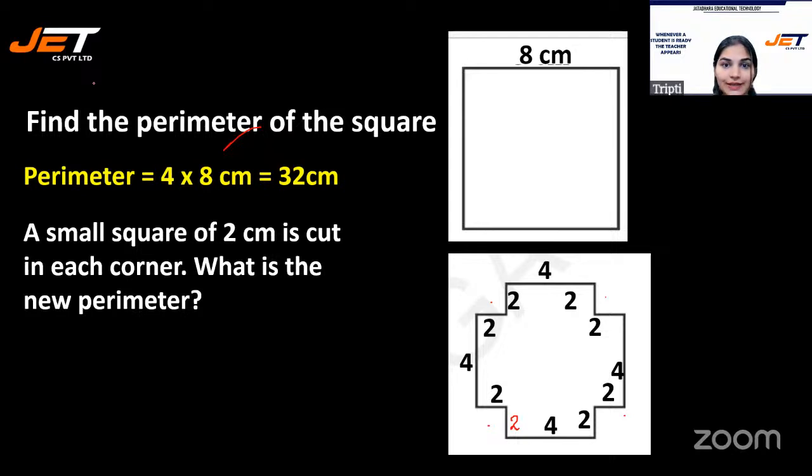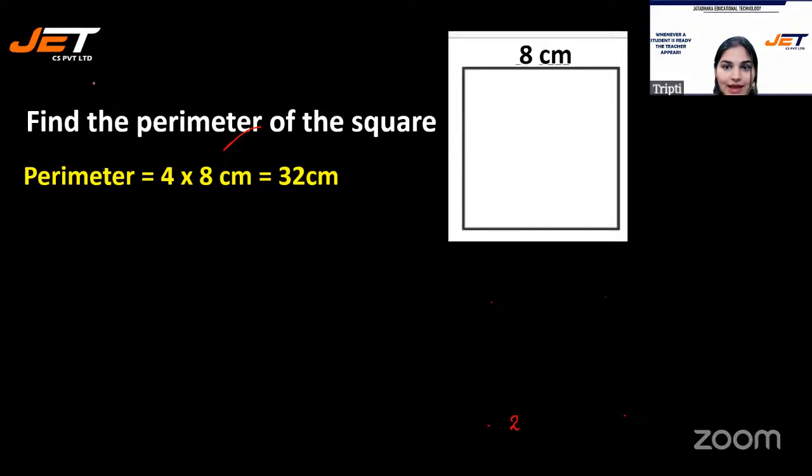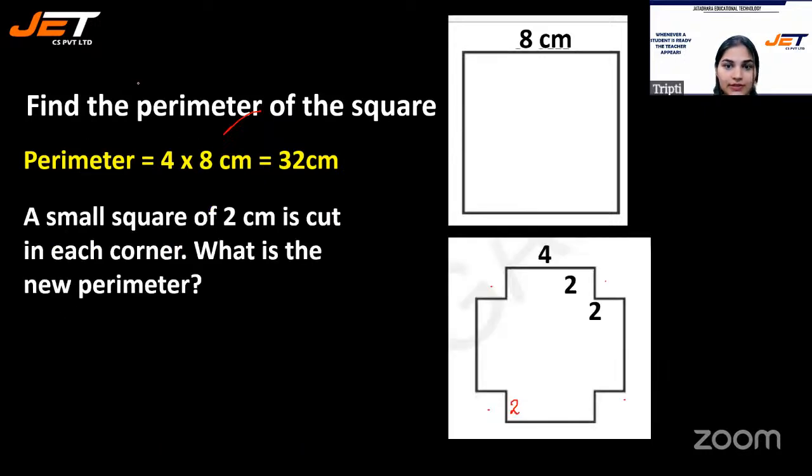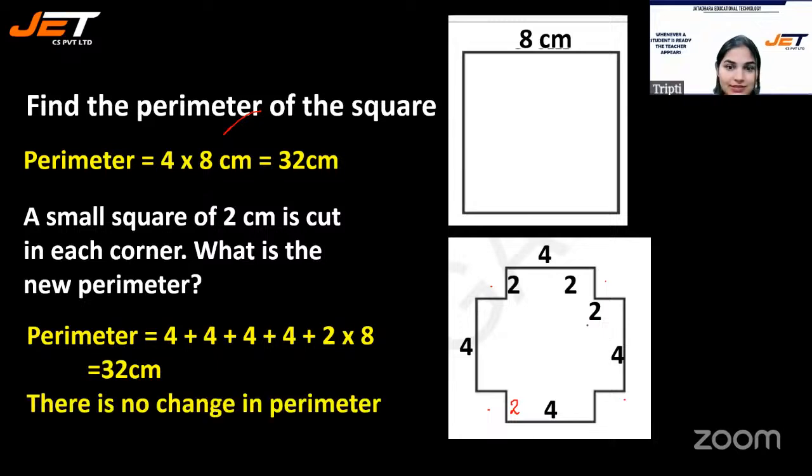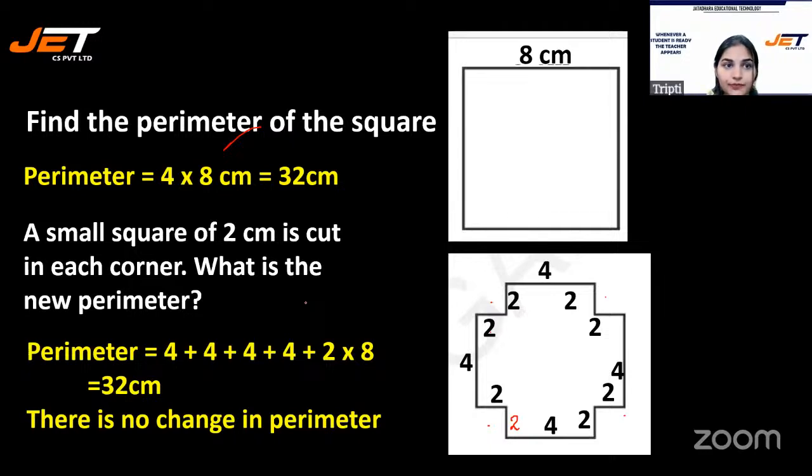So here it's like this. Have a look. This is 4 plus 4 plus 4 plus 4 plus 2 times 8. Why? Because 2 is 8 times. That's why. 1, 2, 3, 4, 5, 6, 7, 8. Okay, it's 4 times and 8 times. So perimeter is 32 centimeters and there is no change in the perimeter. All right. So that's how it goes.